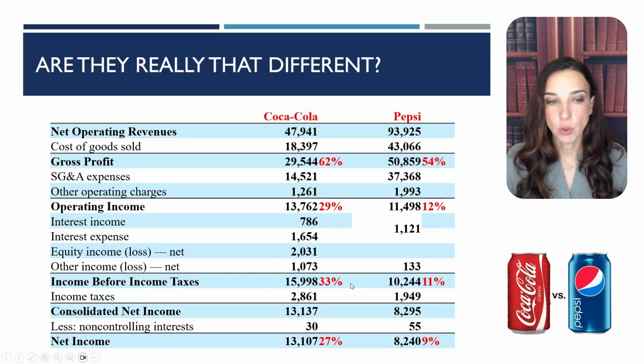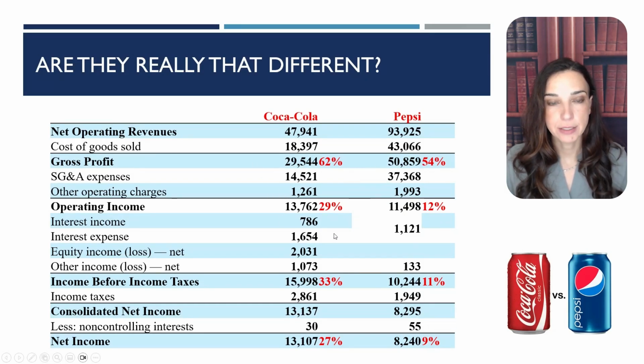Then we have the subtotal income before income taxes. We see the tax expense for both companies. Here we have these very slight adjustments for non-controlling interest of fully consolidated subsidiaries. This is the bottom line. The net income is 27% as a margin of total sales for Coca-Cola and 9% for Pepsi. So two very close competitors, but we definitely see a significant difference.